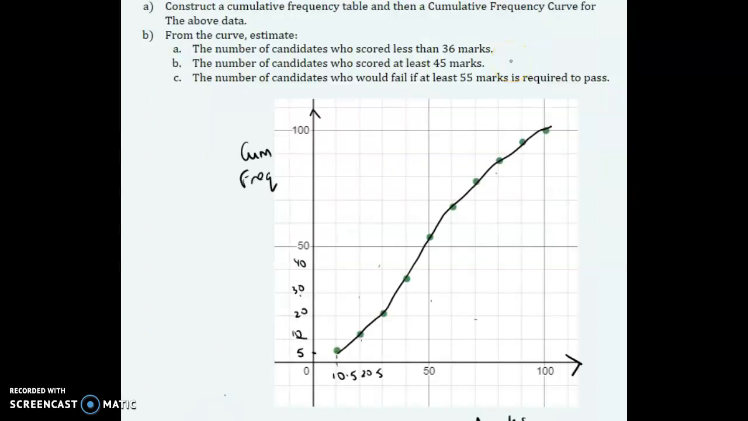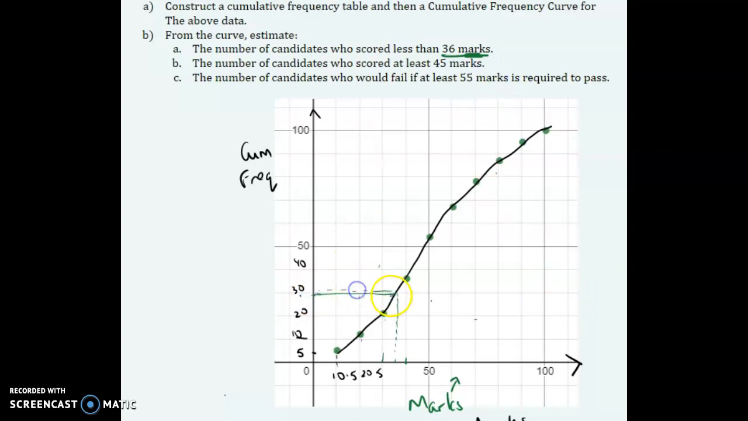So for this first part here, they say from the curve, estimate the number of candidates who scored less than 36 marks. Now, marks, this is the question, right? So I have to look for the axis with marks in it. So that will be this one. This is the axis with marks, right? So I'm going to look for where 36 is. So if here's 30.5 and here's 40.5, 36 is somewhere here. So I'm going to come up here and read across like this, right? And I'm supposed to get something like around 28 candidates.